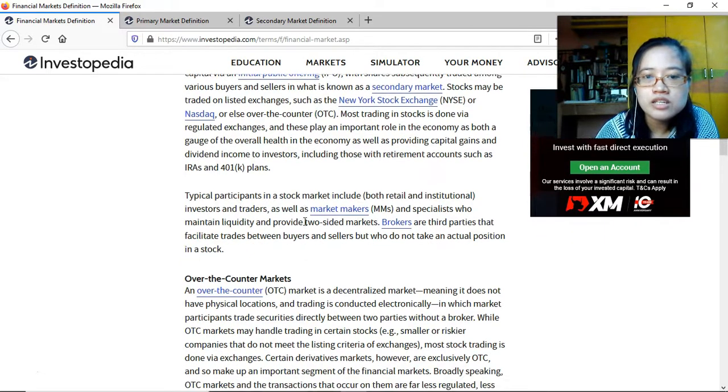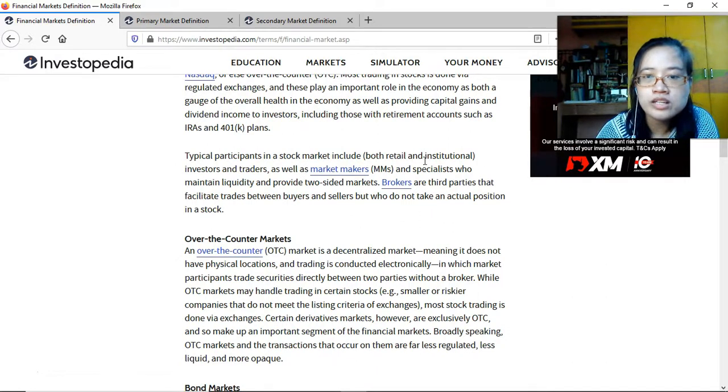Typical participants in the stock market include both retail and institutional investors and traders, as well as market makers and specialists who maintain liquidity and provide two-sided markets. Financial intermediaries, banks, non-bank financial institutions. Brokers are third parties that facilitate trades between buyers and sellers, but who do not take an actual position in a stock. Normally they are a financial institution providing the online platform service.